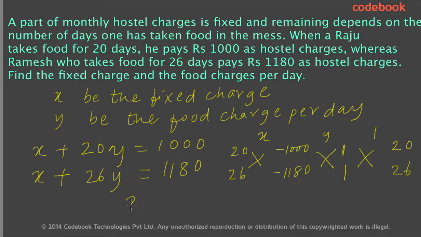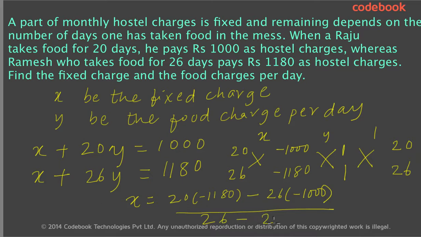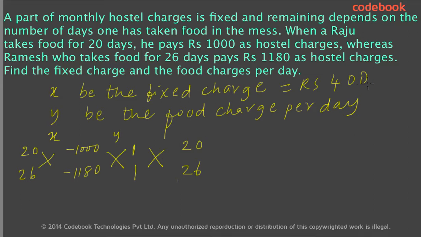So your X is nothing but 20 times minus 1180 minus 26 times minus 1000, divided by 26 times 1, which is 26, minus 20 times 1, which is 20. By simplification, in the numerator you will have 26,000 minus 23,600, which is 2400, divided by 26 minus 20, which is 6. So your X is nothing but 400. X is your fixed charge, so your fixed charge is 400 rupees.